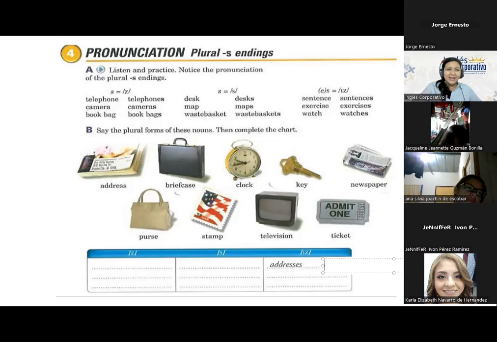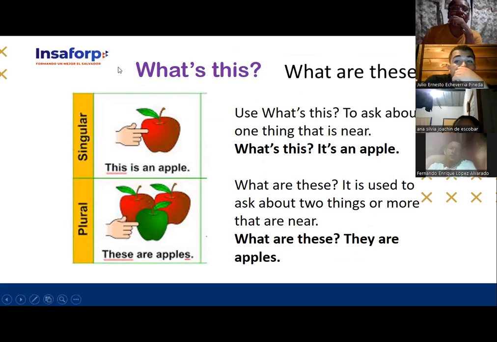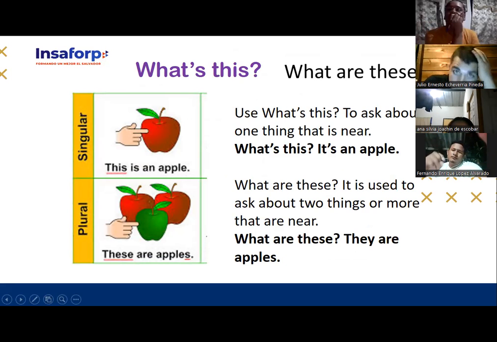You can do it now, guys. Okay, tomorrow we are going to go over this topic because we don't have enough time today, but I will give you just an introduction. These and these. What is the difference? What's this? Singular. And what are these? Plural, exactly. And we have the example here of apple and apples.